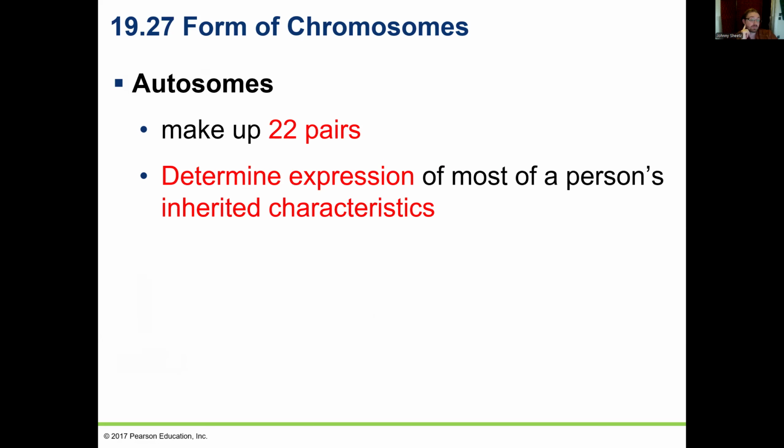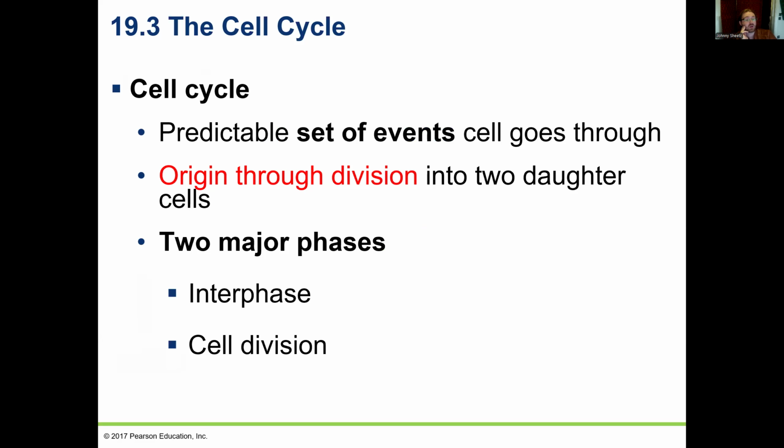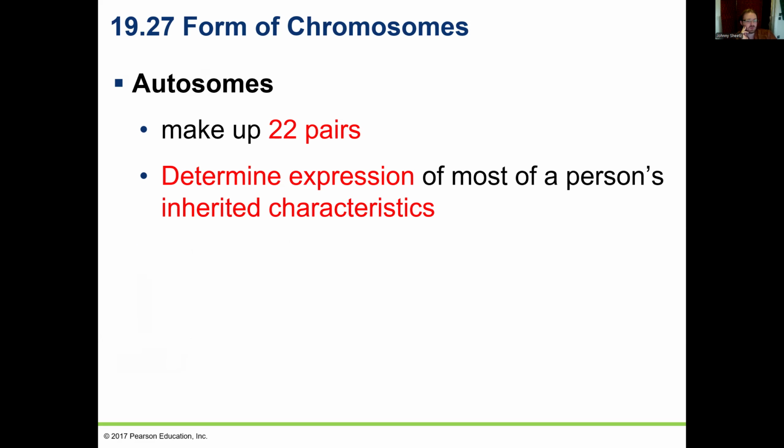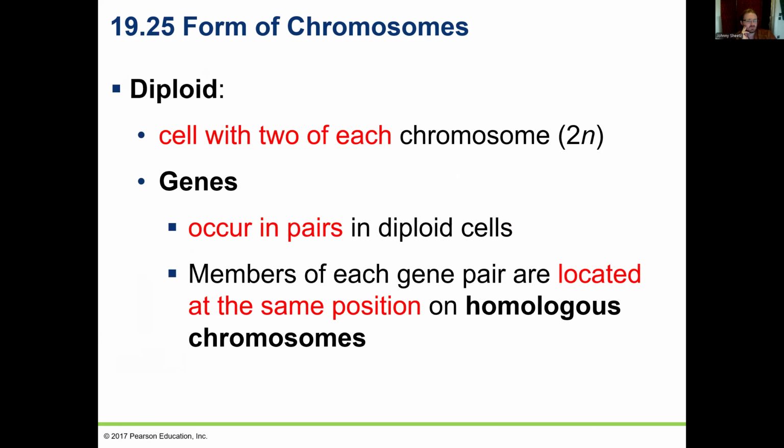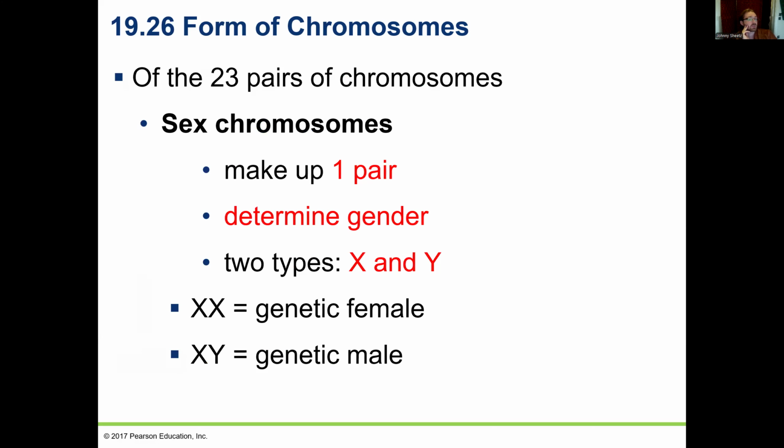Just fascinating. Now, we refer to the non-sexual chromosomes as autosomes. They make up 22 of the pairs, while the sex chromosomes are a single pair.